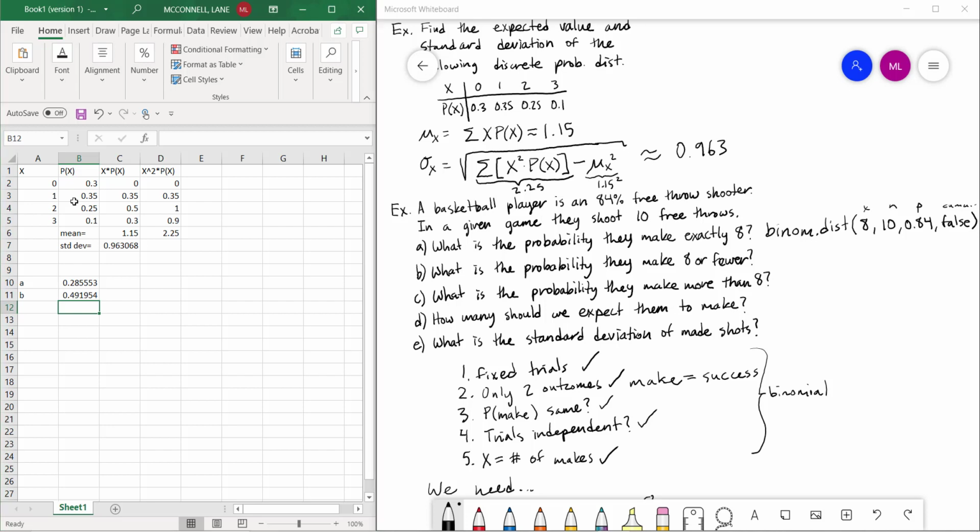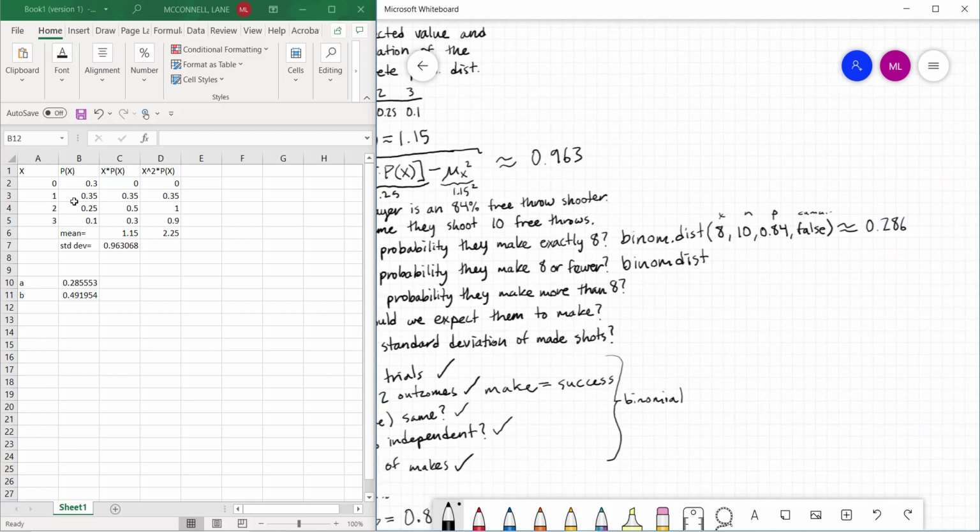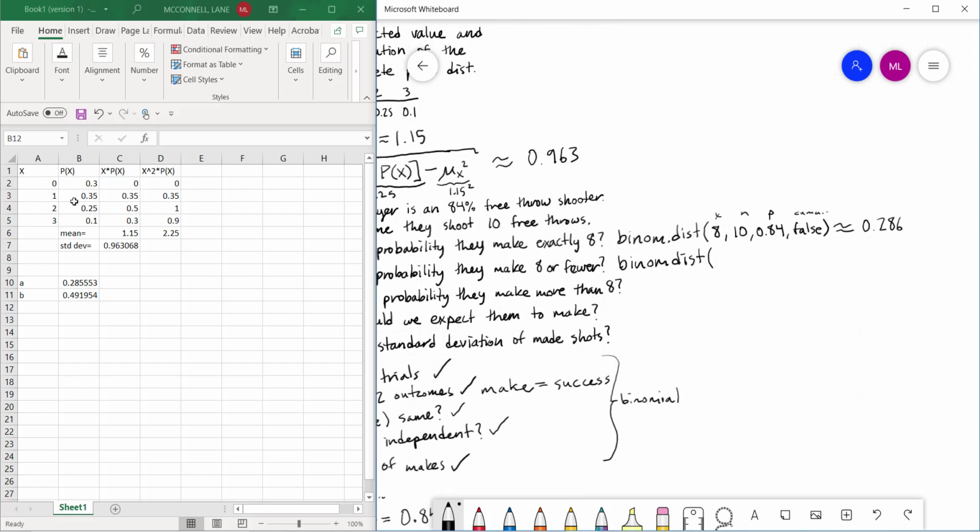So this is going to be the exact same thing, binom. In this case, I didn't do the period. I did binom dist without the period. You can do it either way, with or without the period. It doesn't make a difference. And it's the same values, 8, 10, 0.84. But now we use true in a case like this.